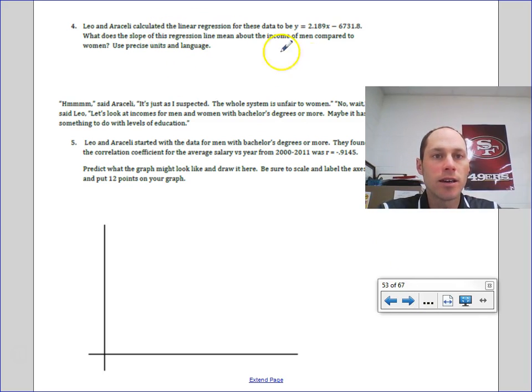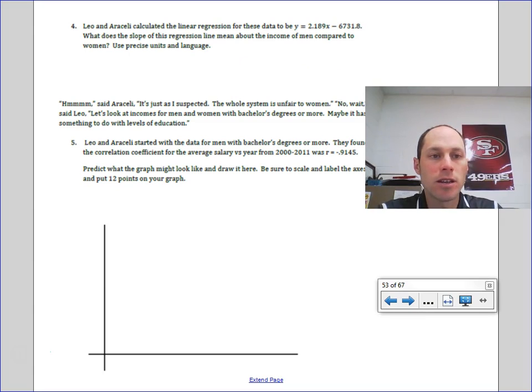So Leo and Araceli calculated the linear regression equation to be y equals 2.189x minus 6,731.8. So what does the slope of that line mean about the income of men compared to women? So talk about that using precise units and language.